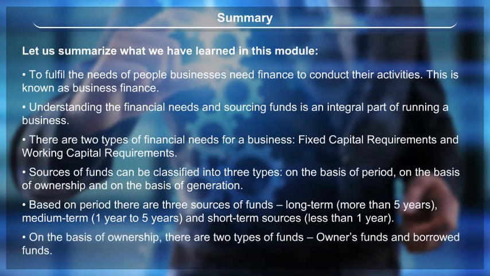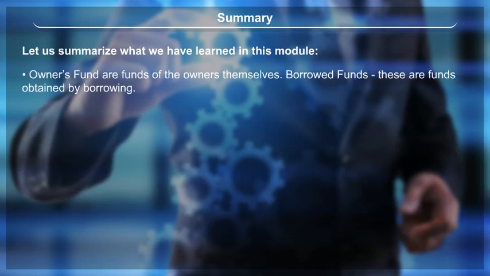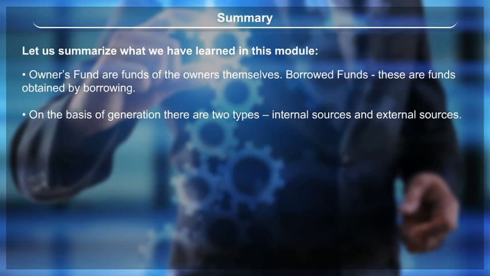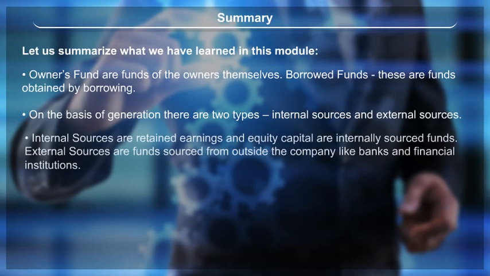On the basis of ownership, there are two types of funds: owners' funds and borrowed funds. Owners' funds are funds of the owners themselves. Borrowed funds are funds obtained by borrowing. On the basis of generation, there are two types: internal sources and external sources. Internal sources are retained earnings and equity capital. External sources are funds sourced from outside the company, like banks and financial institutions.